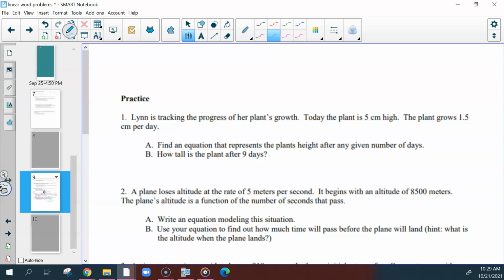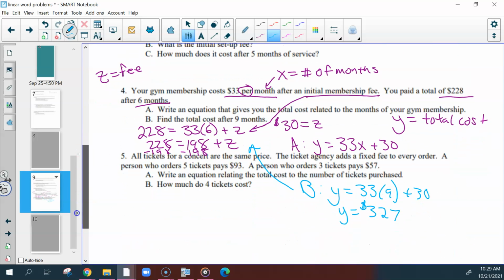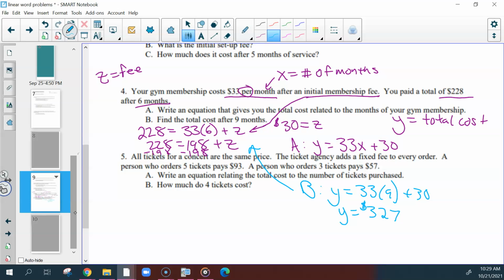Say that again. Are you talking about on this one that we did? Yeah. This one, entire linear regression.